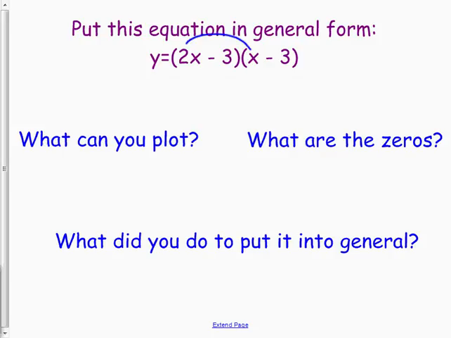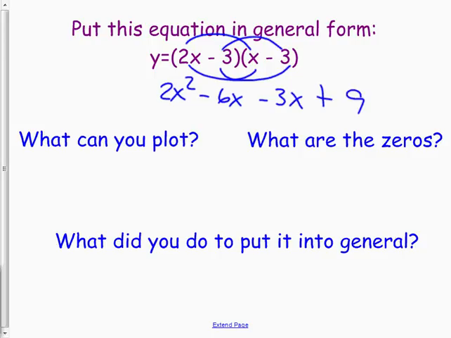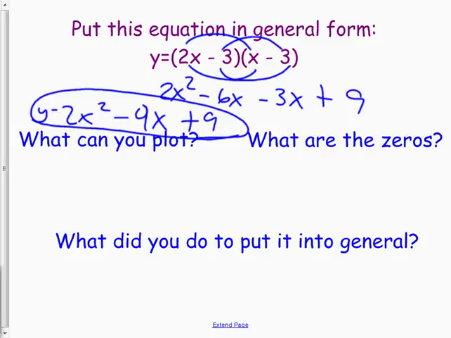Okay, this 2x squared outside, negative 6x inside, negative 3x, last, positive 9. Put it all together, you have 2x squared minus 9x plus 9. That's in general form, and by the way, it needs a y equals to be an equation. Some of you forgot that, and thankfully we only did 5% off if you forgot your y equals.